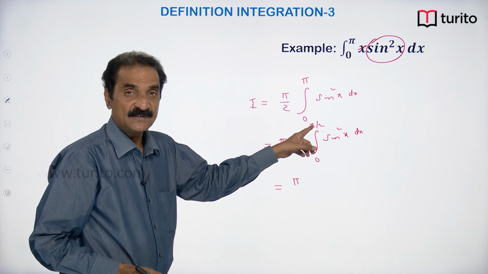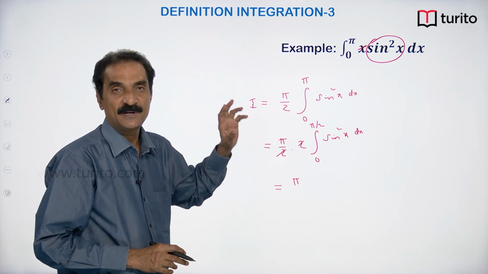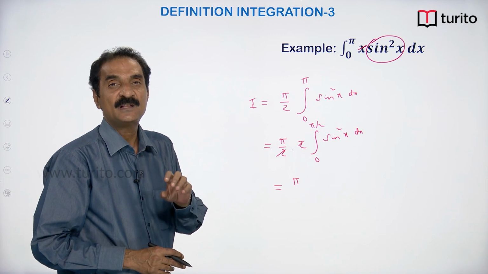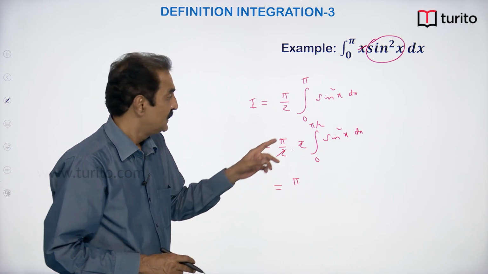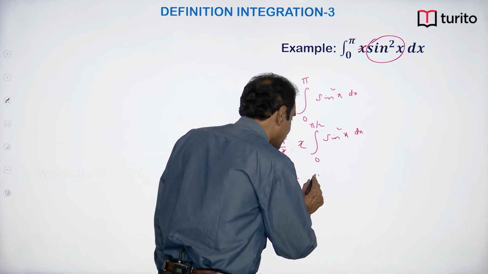Again replace x by pi by 2 minus x. Whenever limits have changed, again you can try the property, as long as the limits are in the form of 0 to a. Replacing x by pi by 2 minus x, sine square x becomes cos square x.